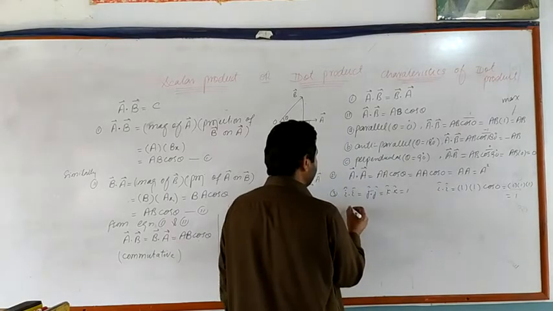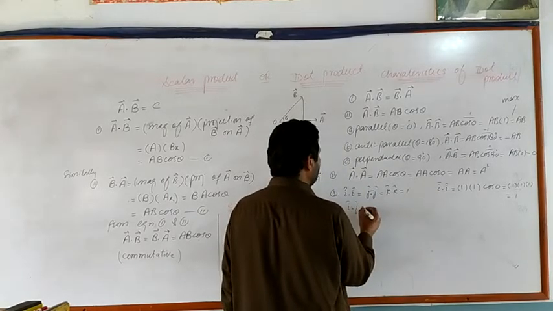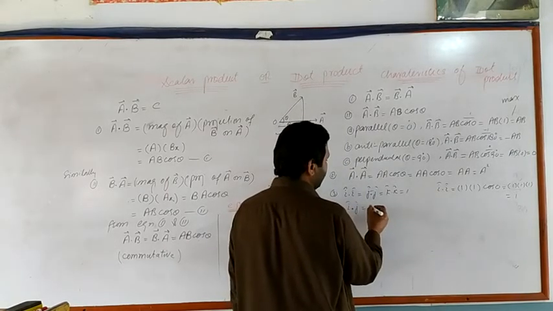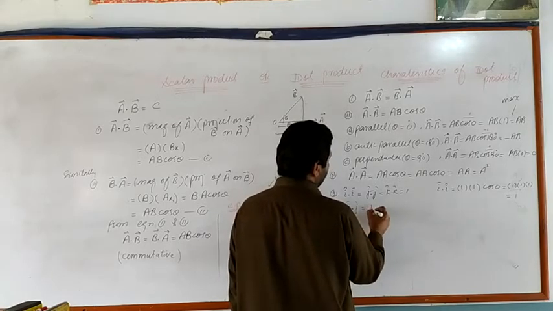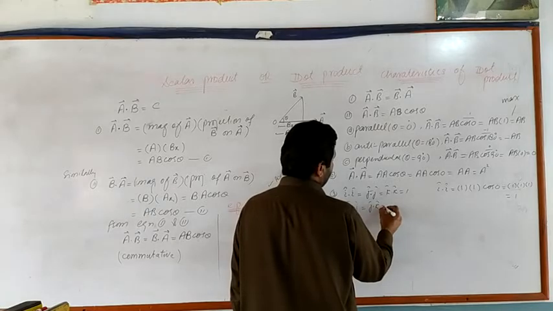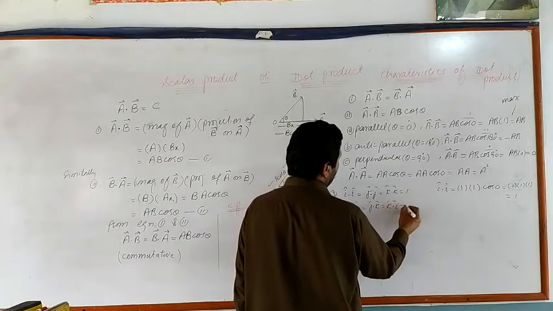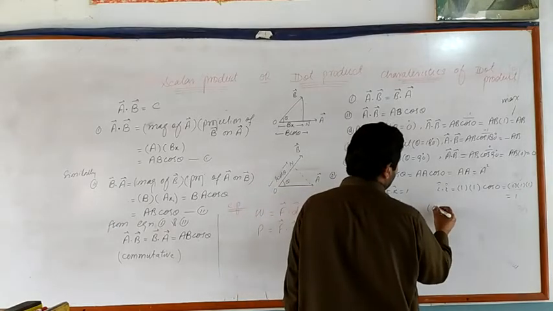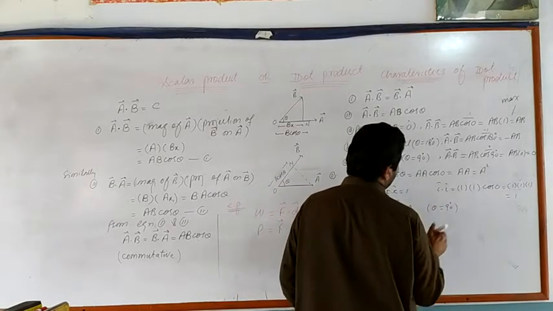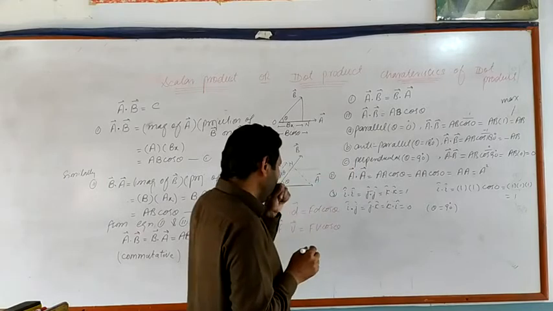Similarly, when two unit vectors i and j are multiplied by the dot product technique, their resultant will be equal to 0. So i dot j, j dot k, k dot i will be equal to 0, because theta between them is equal to 90 degrees.